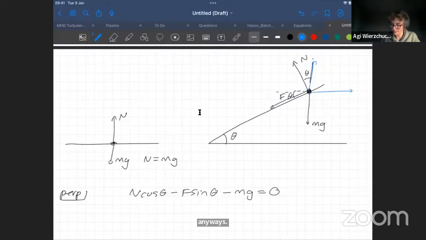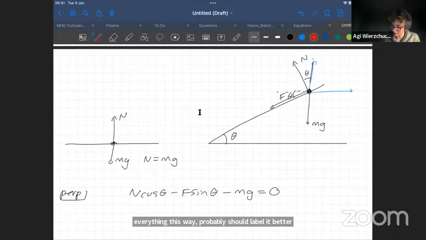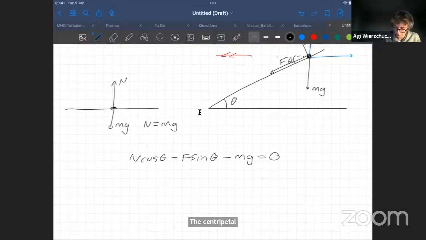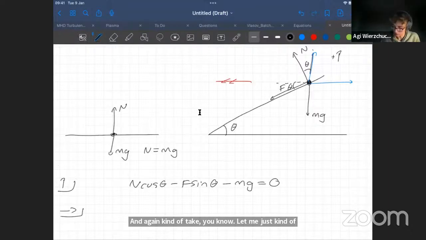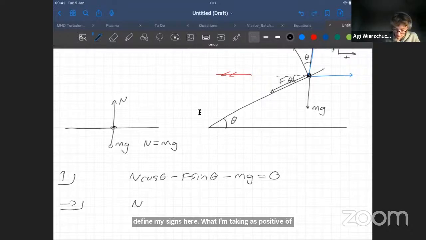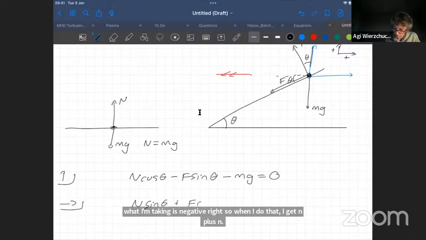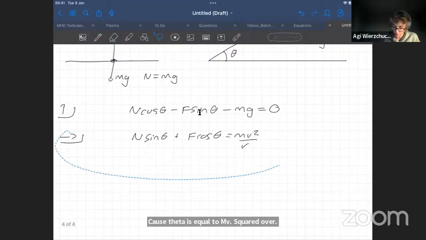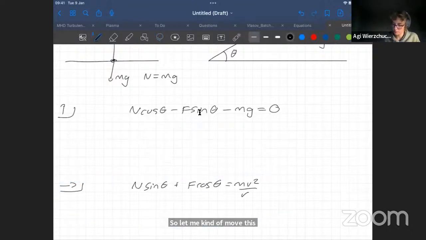So horizontally and vertically, remember, my centripetal force is going to act in this direction. When I resolve everything vertically, as I did here, I have to have no resultant force because there's no vertical motion. Only the resultant force is the centripetal force horizontally. So let's now resolve this horizontally, and let me define my signs here, what I'm taking as positive and what I'm taking as negative. When I do that, I get N sin theta plus F cos theta is equal to mv squared over r.